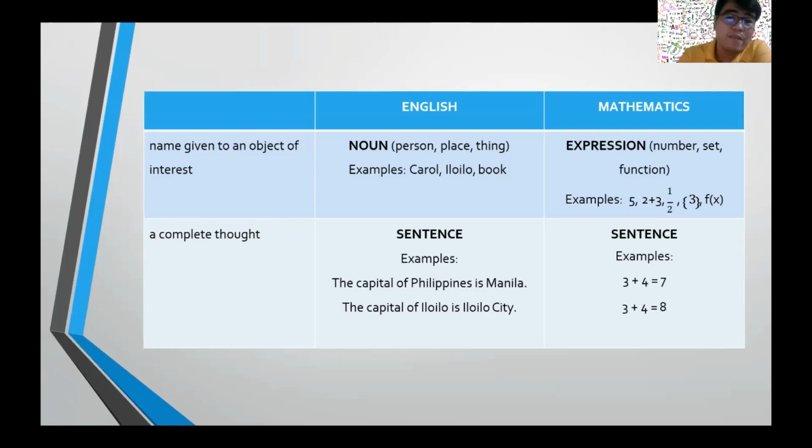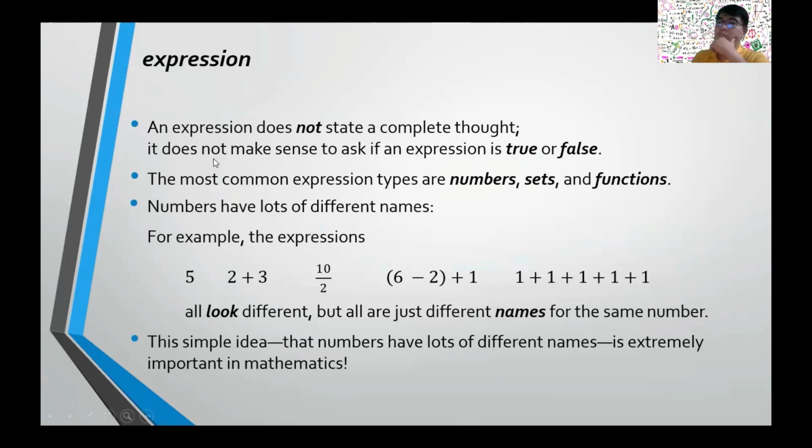There's also a sentence which is untrue. Like when we say the capital of the Philippines is Iloilo City. That is a complete thought, a sentence, but it is false. It is untrue. Just like 3 plus 4 is 8. That is a sentence. It has a complete thought, but it's not true. So an expression does not state a complete thought. It does not make sense to ask if an expression is true or false.